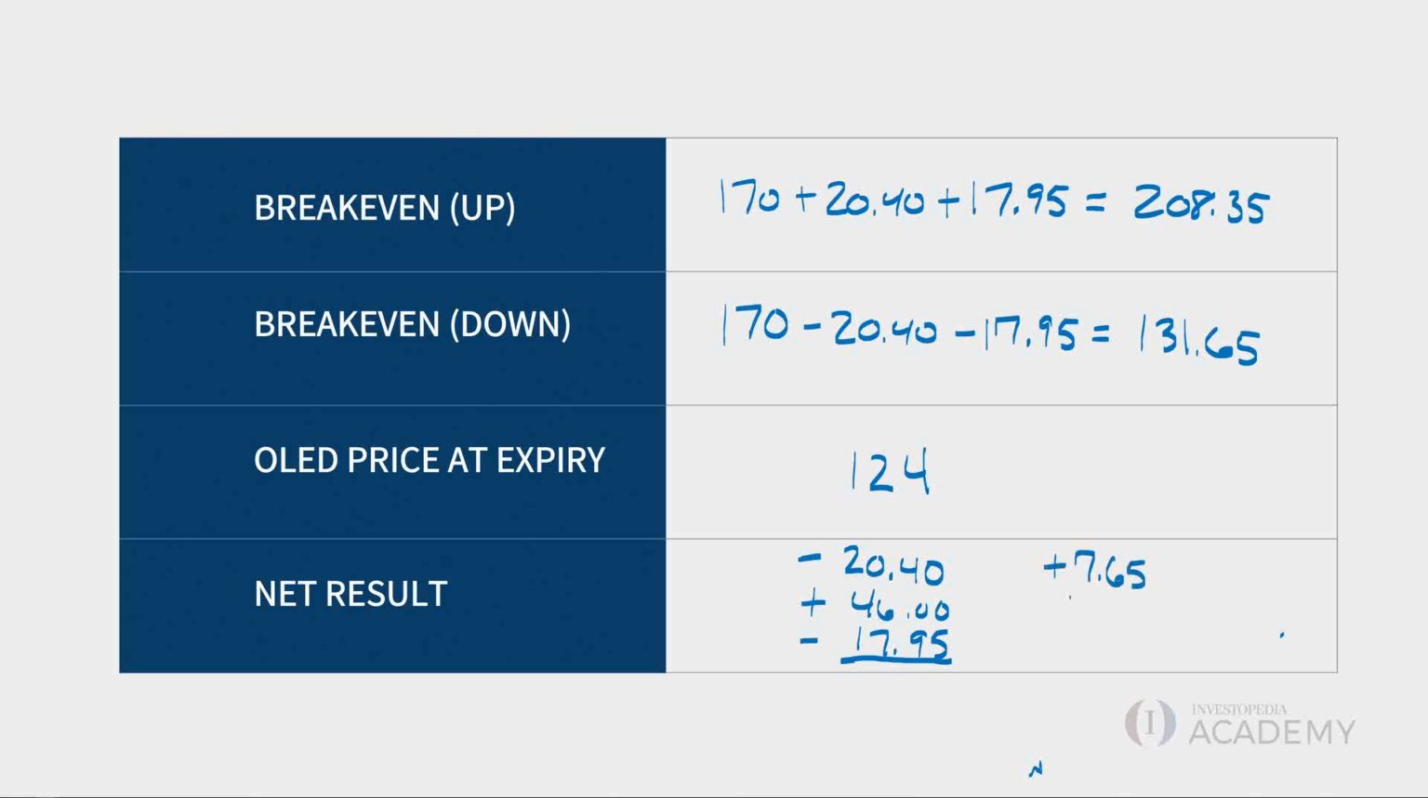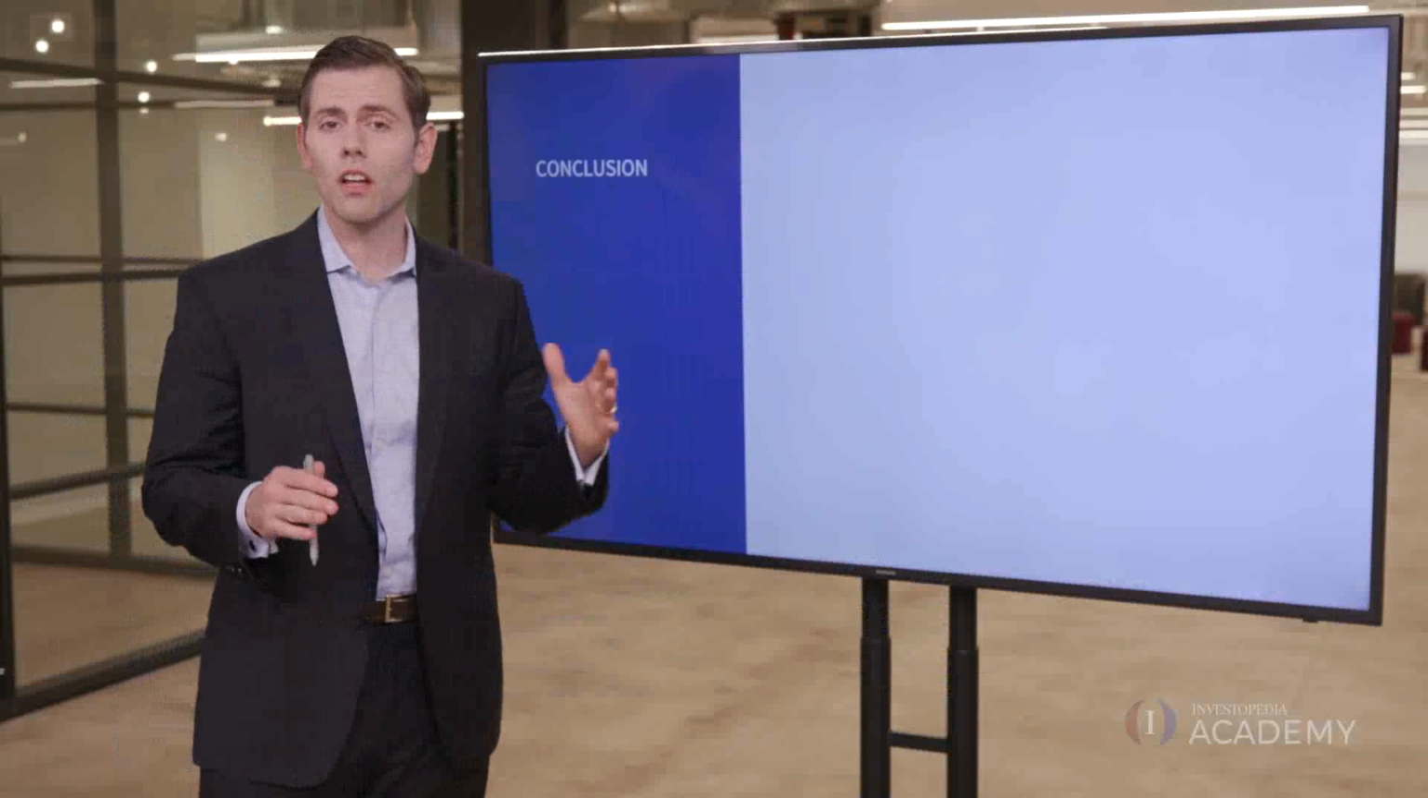Remember, you have to multiply times the number of contracts, which this is 1 by 1. Also have to multiply times 100 because it's a 100 multiplier. And so the net result is a gain of $765. So let's go ahead and review the long straddle.